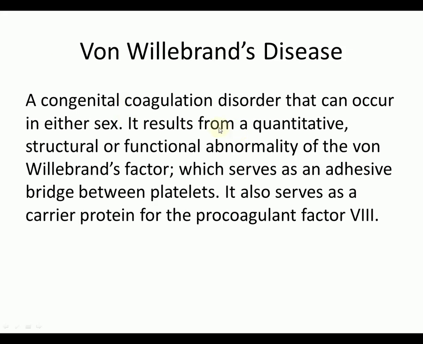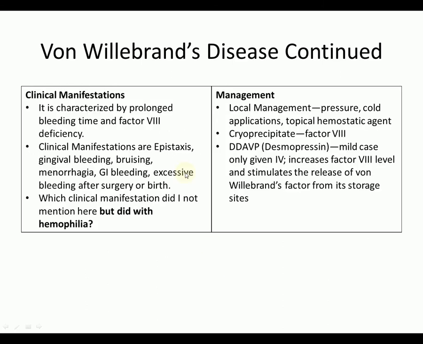Von Willebrand's disease is a congenital coagulation disorder that can occur in either sex. It results from a quantitative, structural, or functional abnormality in the von Willebrand's factor, which serves as an adhesive bridge between platelets. It also serves as a carrier protein for the procoagulant factor 8. Clinical manifestations: it is characterized by prolonged bleeding time and factor 8 deficiency.